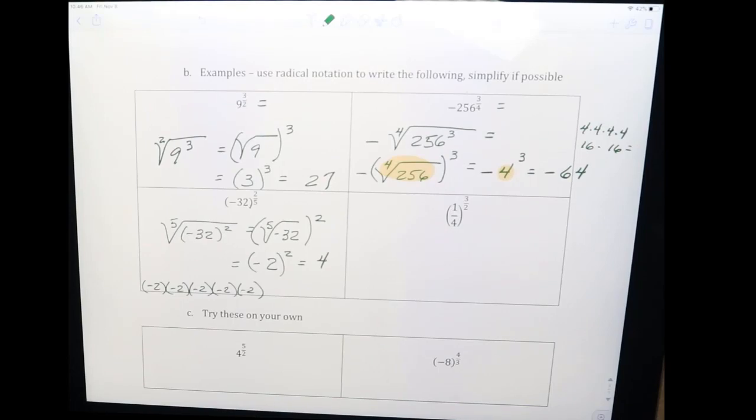Okay, I think that's probably a good place to stop and let you practice some on your own. And we will talk about rules of exponents later.